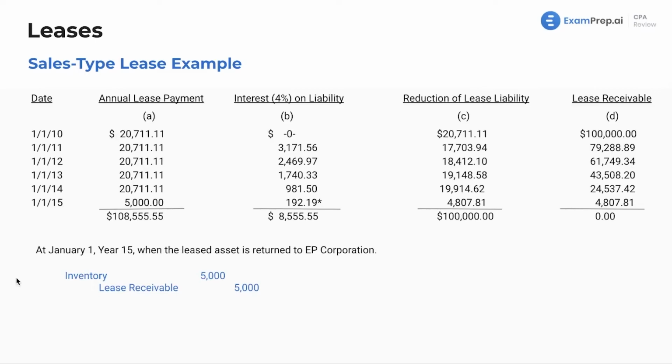Lastly, here is the journal entry for when the leased asset is returned to EP Corporation. When the sale is essentially complete, we are debiting inventory and crediting lease receivable. Final journal entry here. Good example.